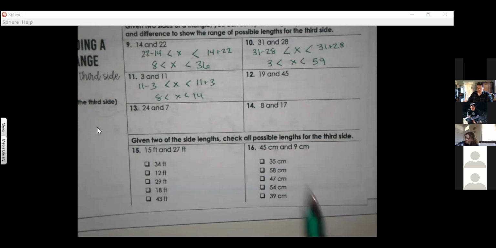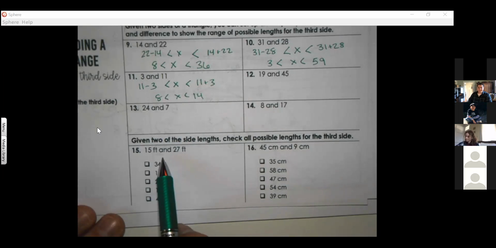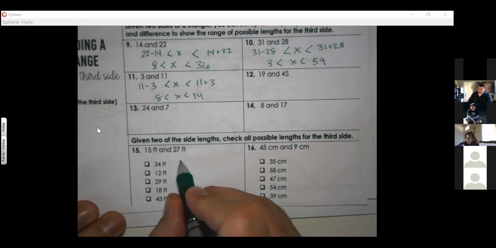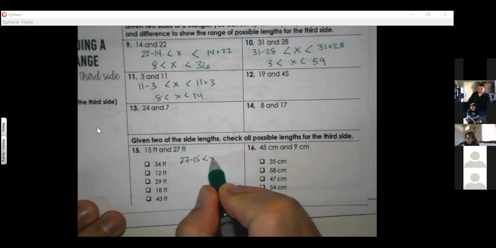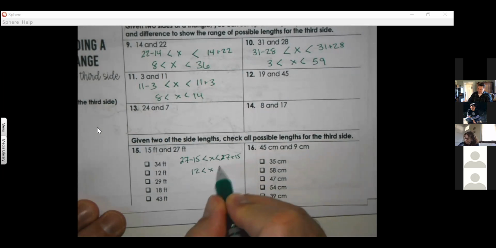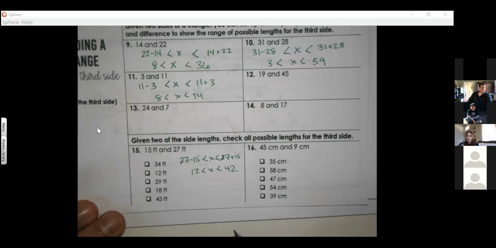So the last piece is suggesting, now that you know that, would you be able to rattle off a list and decide if these pieces are all valuable? Would they make a triangle? Easiest way to do it would be to do the skill we just did. What's the range? So how do I find the range for these two of the third side? Well, same way, 27 minus 15 has to be less than x, which has to be less than 27 plus 15. So 12 has to be less than x, which is less than 42. So that's my rule for this problem. I need that to be greater than 12 but less than 42.